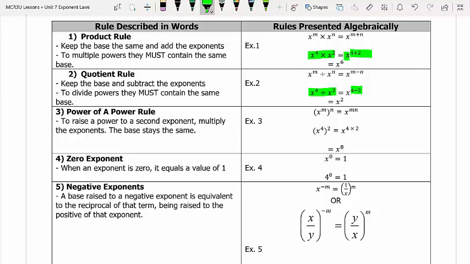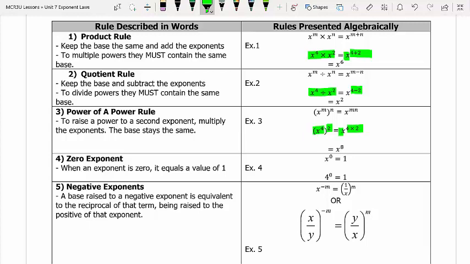Thirdly, the power of a power rule tells you how to deal with powers that are raised to another exponent. So we have x to the power of 4 raised to another power of 2. And the way we do that is we keep the base and we multiply the exponents. Don't mix up power of a power rule with product rule. I see that all the time.